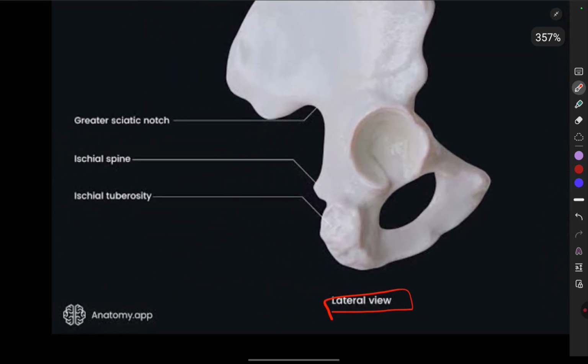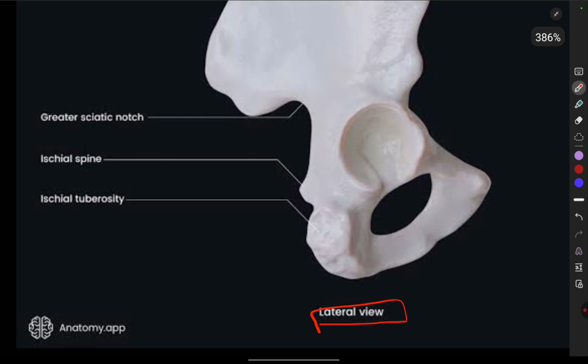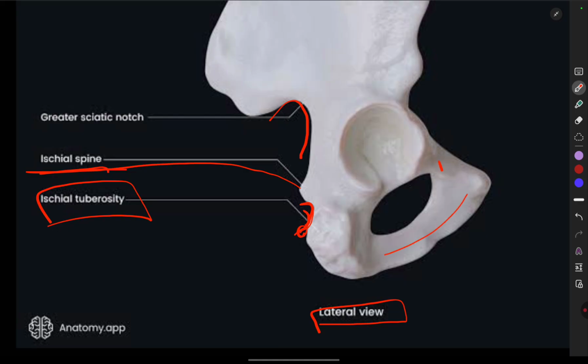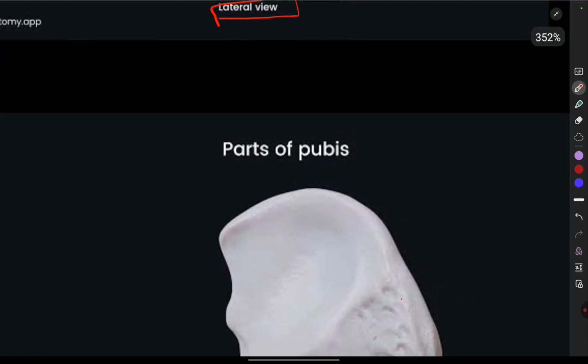From the lateral side we see that this is the greater sciatic notch, this is the lesser sciatic notch, this is the ischial spine, and this is the ischial tuberosity here. We saw that this is the ramus of the ischium, and this is the body of the ischium. So yeah, this is about the ischium.